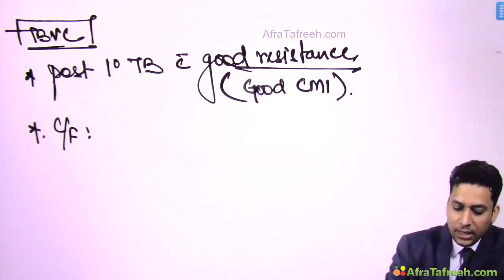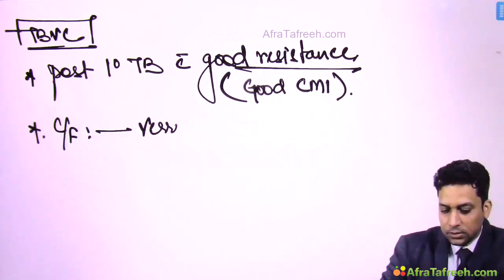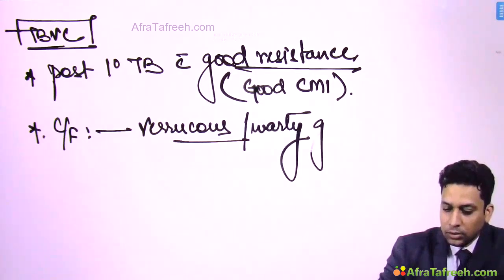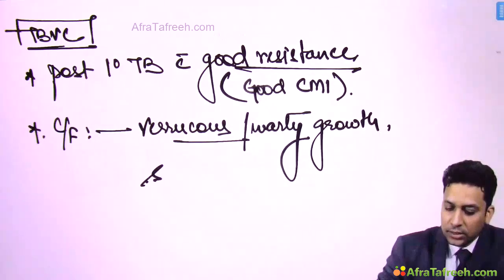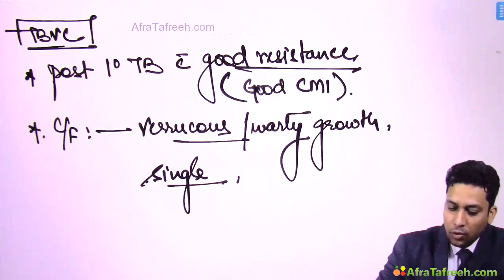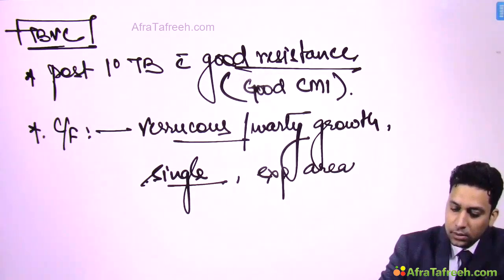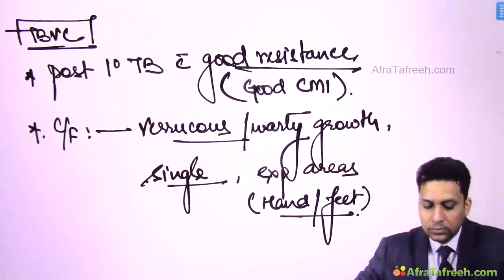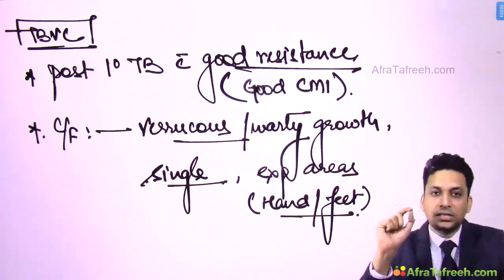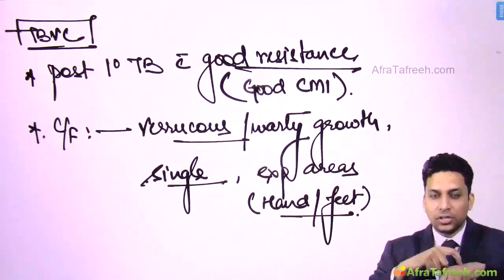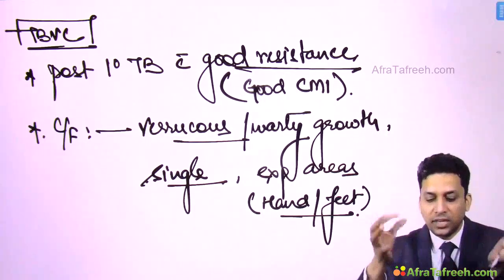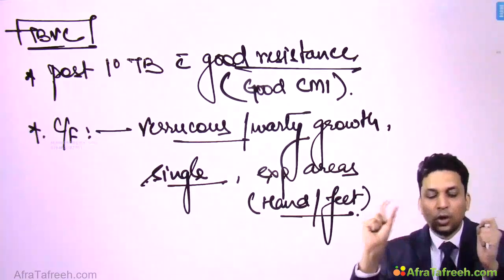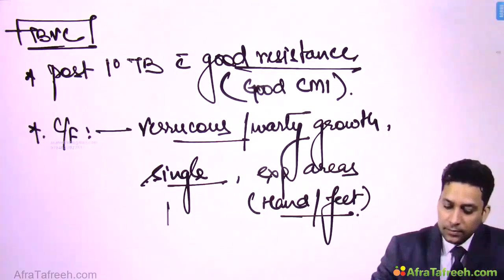How do they clinically present? Clinically they present with a verrucous, that is rough warty growth, which is usually single, over exposed areas like hand and feet. This type of tuberculosis usually occurs due to inoculation, and because inoculation generally occurs over exposed areas, this lesion is also seen generally over exposed areas like hand and feet. So generally this single verrucous warty growth starts developing, which heals with scarring.